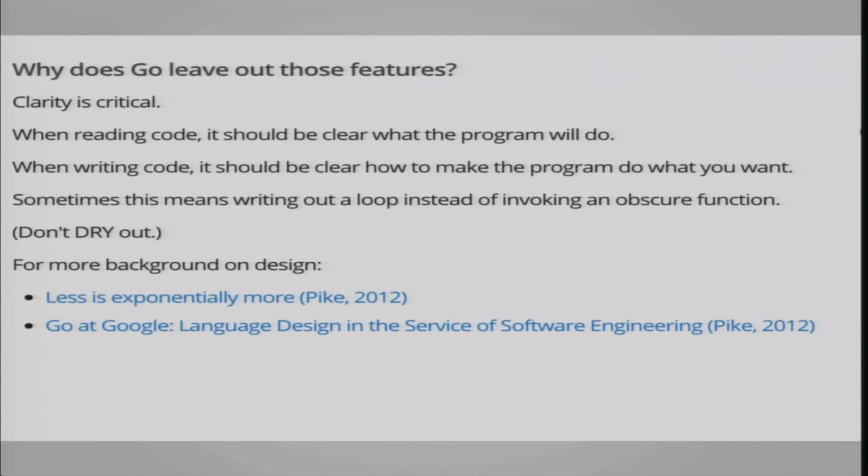So why leave out these features? Why make the language smaller? And the answer is clarity is critical. Go is optimized for the code reader over the code writer. This is because you spend a lot more time maintaining your software than you do producing it. So when reading your code, it should be clear what the program will do. So it should be relatively straightforward also how to implement certain behaviors in your program. Idioms and conventions are good. They help comprehension. And so when you're writing code, it should be obvious what you should do to make the program do what you want, right?